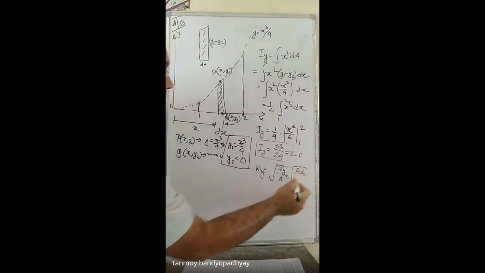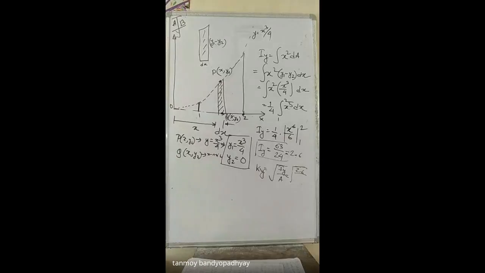Put that divided by the included area. So here you have to calculate the included area also. How will we calculate the included area? In order to calculate the included area, that should be equal to the integration of dA.